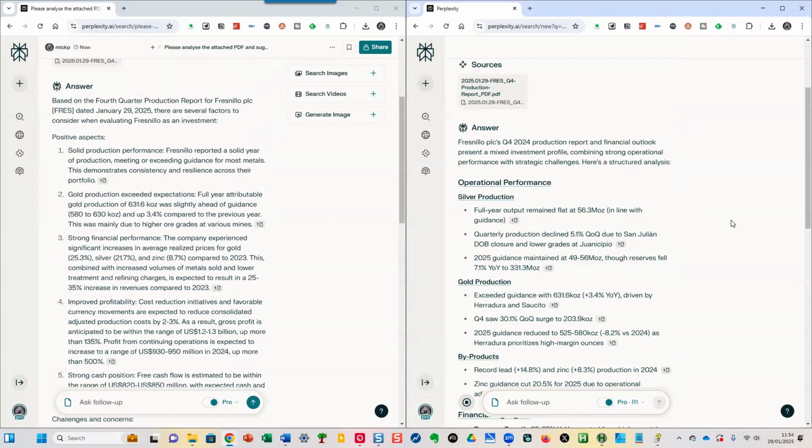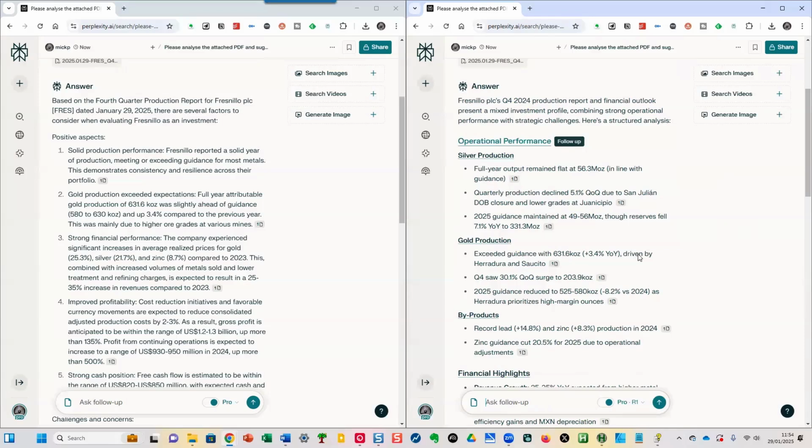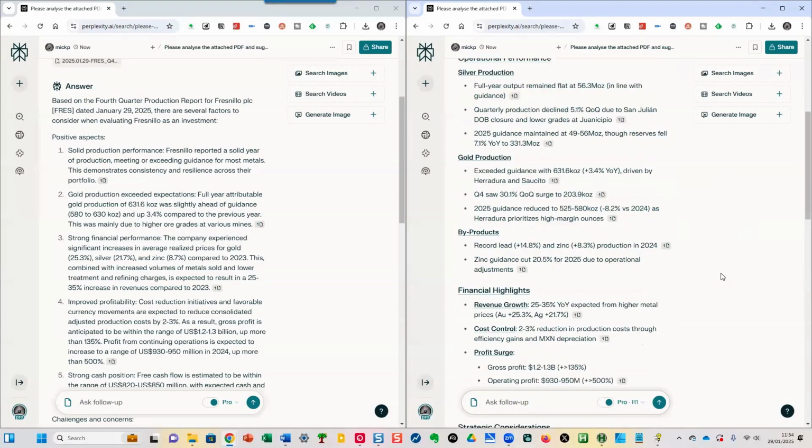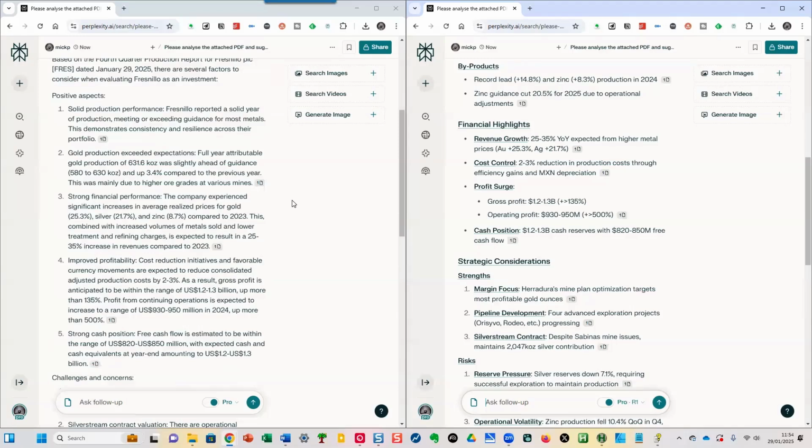It's going into this question in quite some detail, and it's giving a structured analysis, as you can see, with operational performance, silver production, gold production, by-products, financial highlights, revenue growth expected from higher metal prices. Now that's interesting. It's suggesting revenue growth of 25 to 35% year on year. Now that is really useful information because the results are not out yet. Let's just see what it says on the left-hand side.